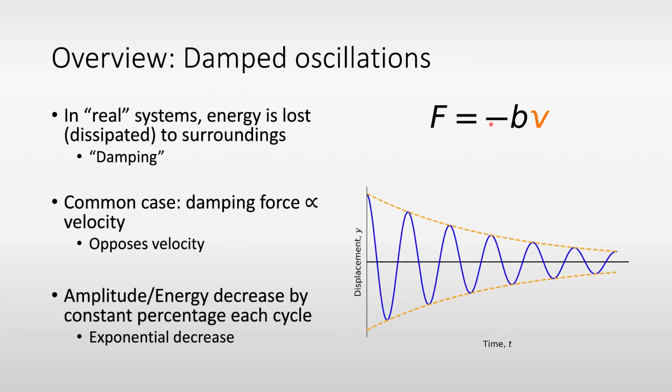What this means is that when we observe the amplitude of the oscillations over time, we see that the amplitude, or the energy stored in the system, decreases by a constant percentage in each cycle, with an exponential decrease. So we see the blue line here showing the decreasing amplitude of the oscillation, and the shape of the decrease is described by that exponential decay in orange.